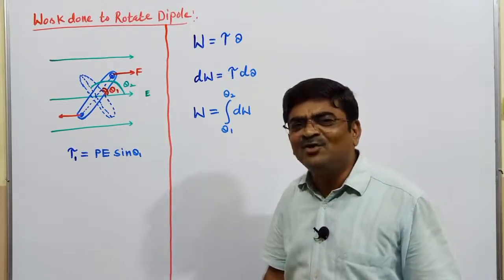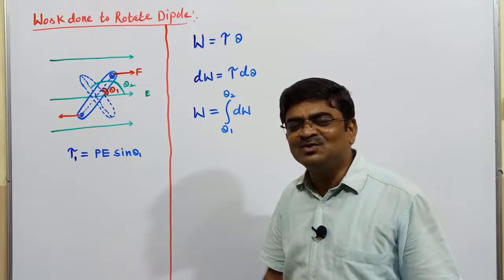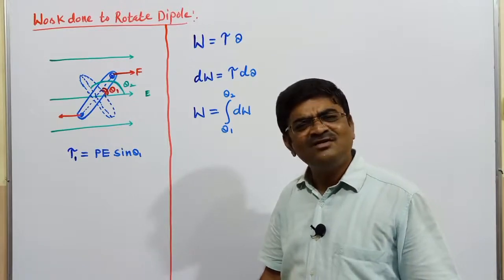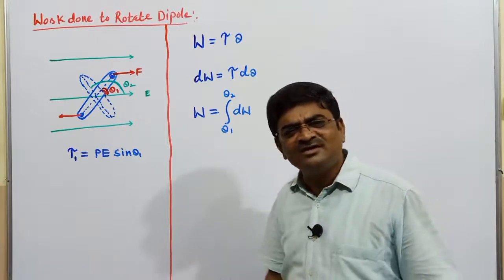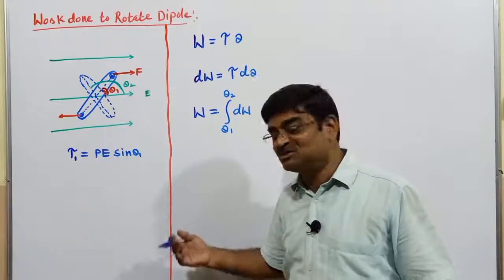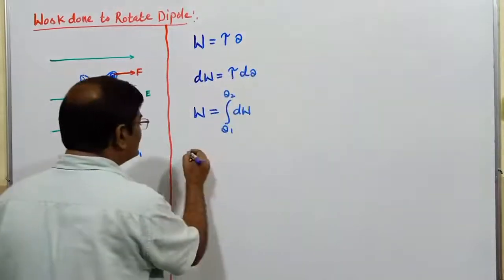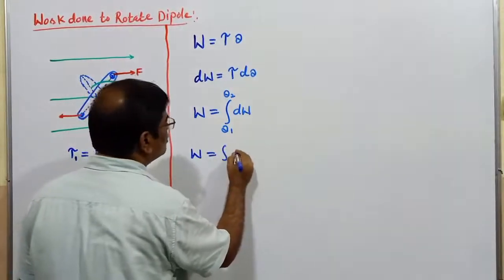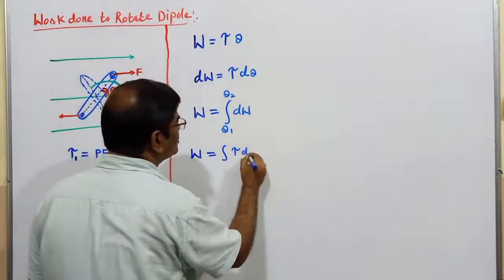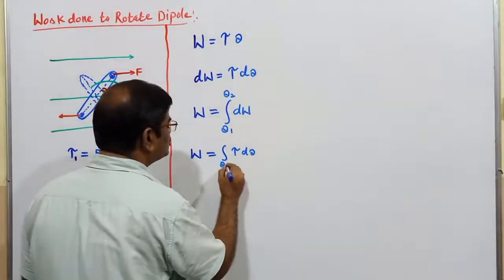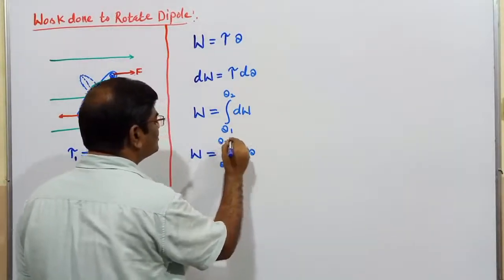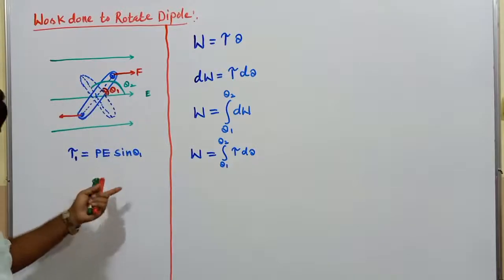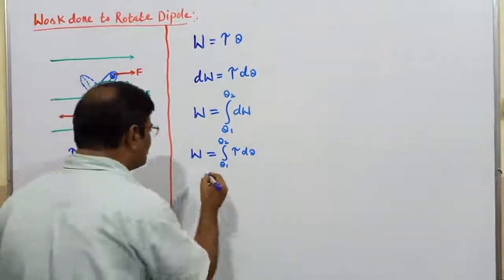That addition will give you what? Net angular displacement, net work done over that angular displacement. Let me go ahead then with this procedure. dW I have already got. How much is dW? Tau into d theta. Torque also we have already got. How much is torque? P E sin theta in general I can write.